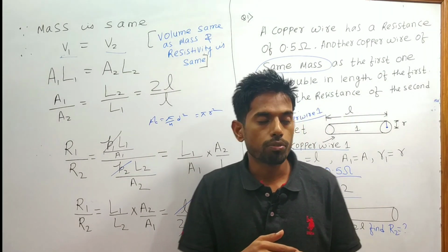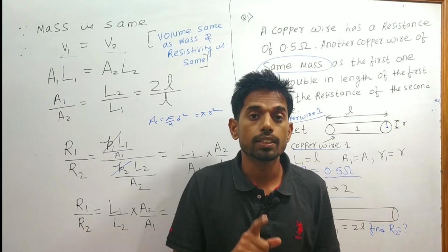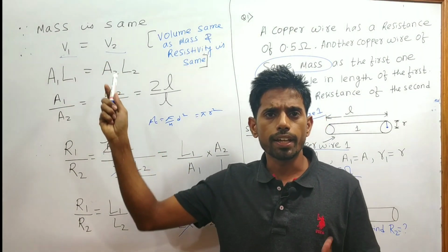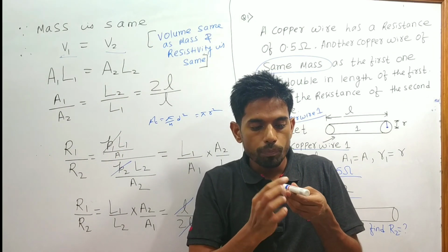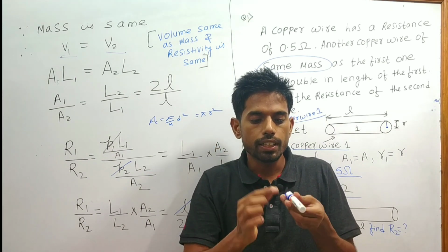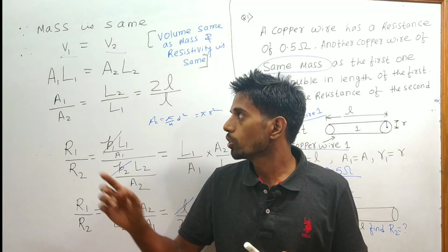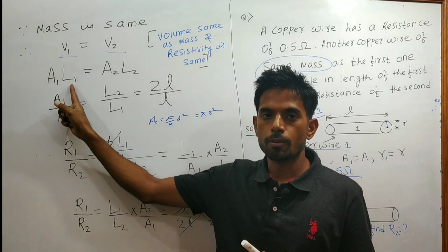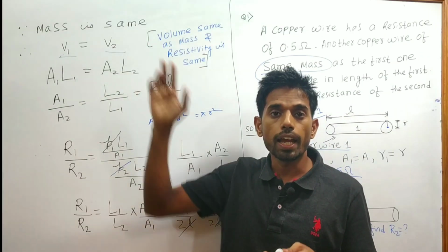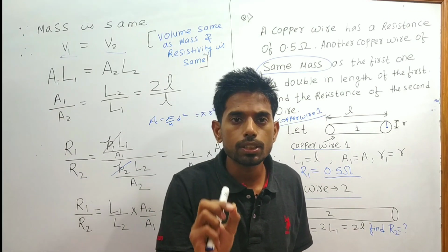In this question, we have to find the resistance of the second copper wire. The resistance of the first copper wire is given. So how to find it? Volume is the same, so we can directly write area into length gives the volume of this wire. Suppose this is a wire, then the length into area gives the volume of this wire. So volume is area into length. So we can directly write V1 is equal to V2 because mass is the same and both are of the same material, meaning same density, because density is an intensive property.